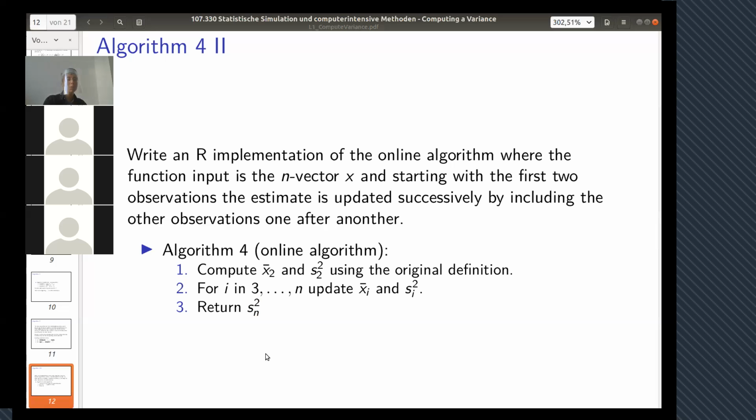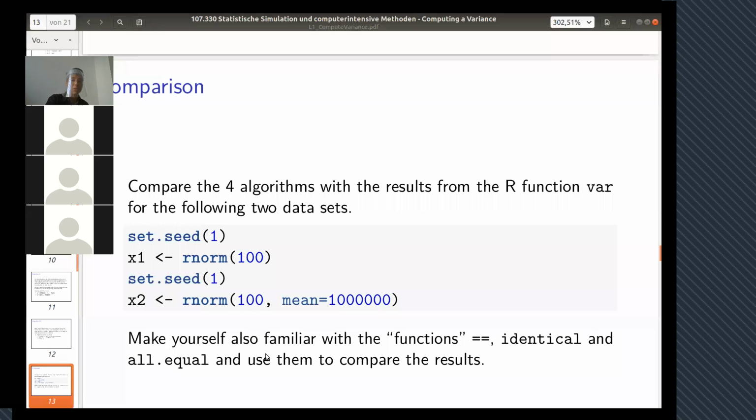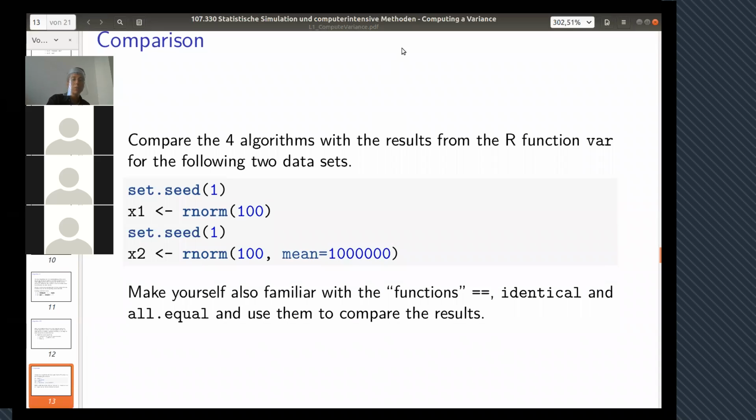Sounds more or less reasonable? All these are variance calculation algorithms. All these calculate the variance of the very same sample, and mathematically, they should all be identical. However, computationally, they are not. And this is the comparison you will look into.